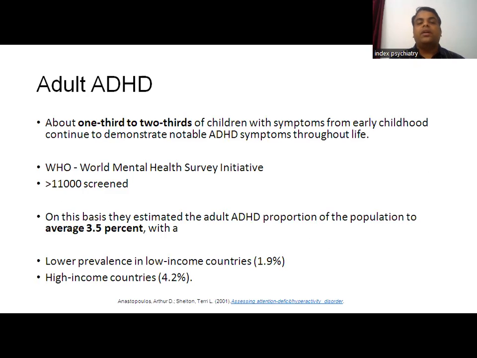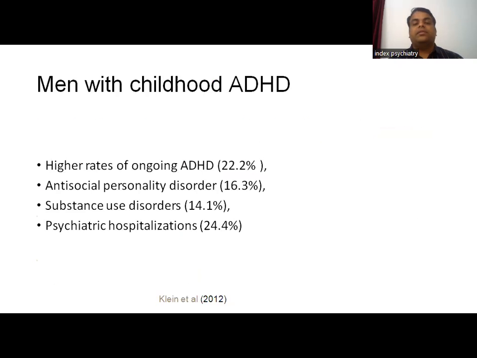Adult ADHD. About one-third to two-thirds of children with symptoms from early childhood continue to demonstrate notable ADHD symptoms throughout life. The WHO World Mental Health Survey Initiative screened more than 11,000 people. On this basis, they estimate the adult ADHD proportion of the population to average 3.5%, with a lower prevalence in low-income countries. High-income countries have more prevalence.